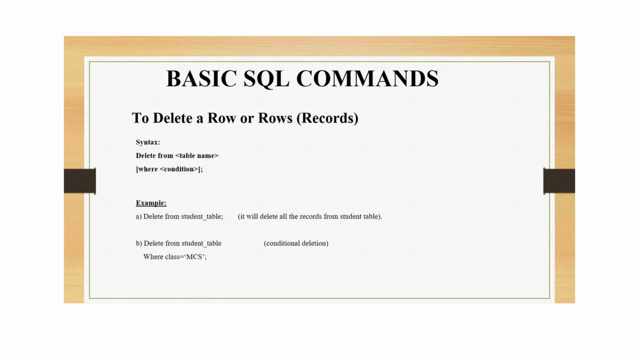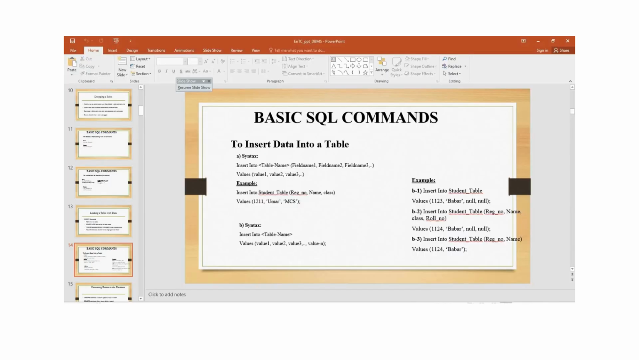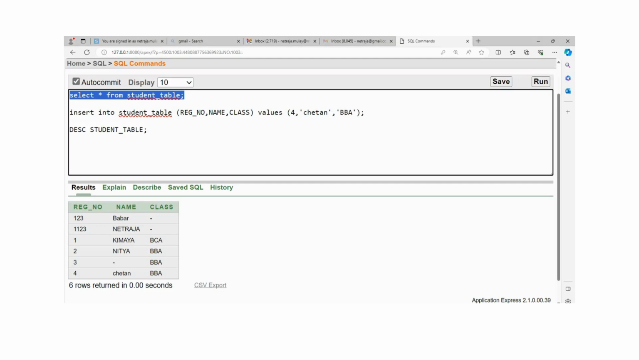So you write delete from and the name of the table. If you write this, it will delete all the records from the table. But if you want to have a conditional deletion, then you need to specify a where clause over here. So let's see an example of it. If I want to delete, I will write delete from name of the table. You can copy paste this table name as well, and specify the condition.